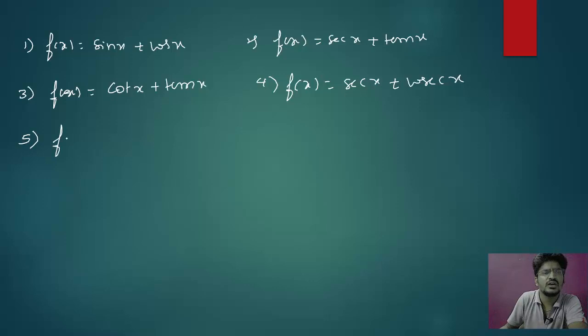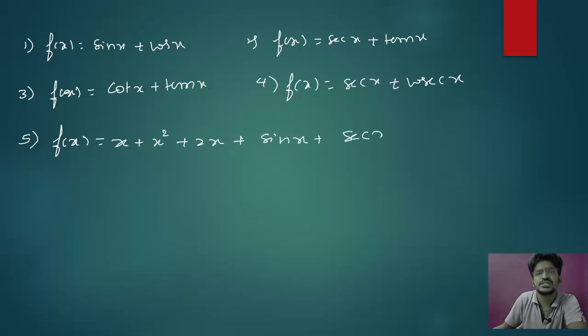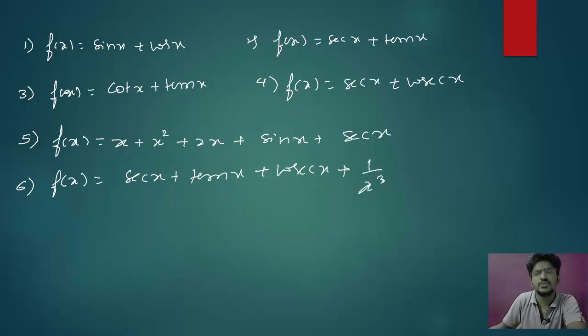You can also take f of x is equal to x plus x square plus 2x plus sin x plus sec x. Sixth one, f of x is equal to sec x plus tan x plus cosec x plus 1 by x to the power of 3, and you try to solve it by using the formulas that you have studied already. So what happens here, if you know the formula, directly you go on solving. If you don't know the formula, you go for the formula chart. So by practicing like this, you can remember the formulas for long term.